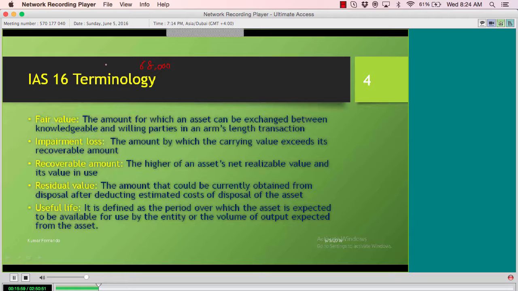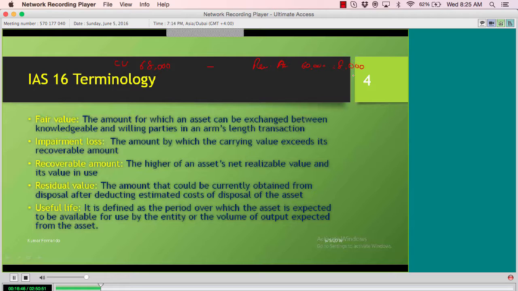68,000 is the carrying value. And they might find that the recoverable amount can be 60,000. So 68 is the carrying value, but the directors might estimate that the recoverable amount is only 60. In that case, we have suffered what we call impairment. So carrying value of 68 minus recoverable amount, 8,000. I will have to charge it to the P&L straight away.